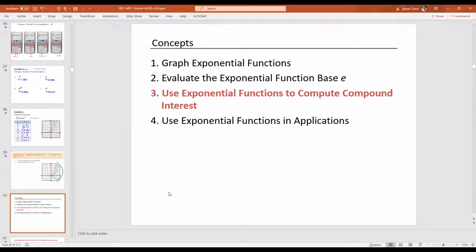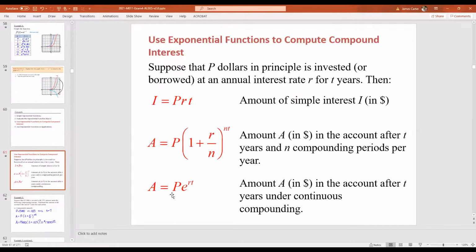Now we're going to use exponential equations to compute compound interest. There are three equations here, and you need to memorize all three of these. You'll be expected to know all three of them for the final as well as my test. This is what they call simple interest. This one right here, I equals PRT. Interest equals principal times rate times time.